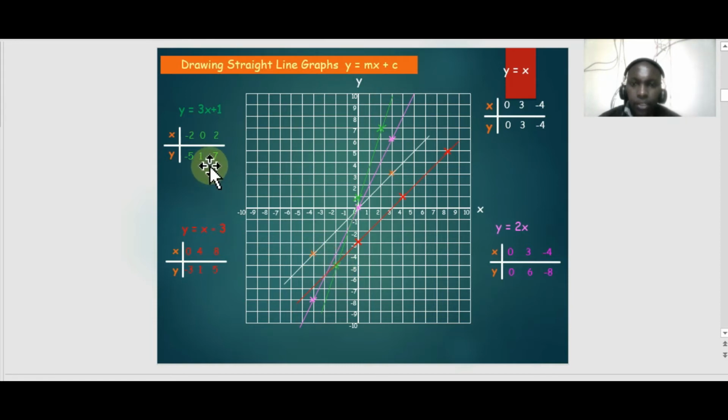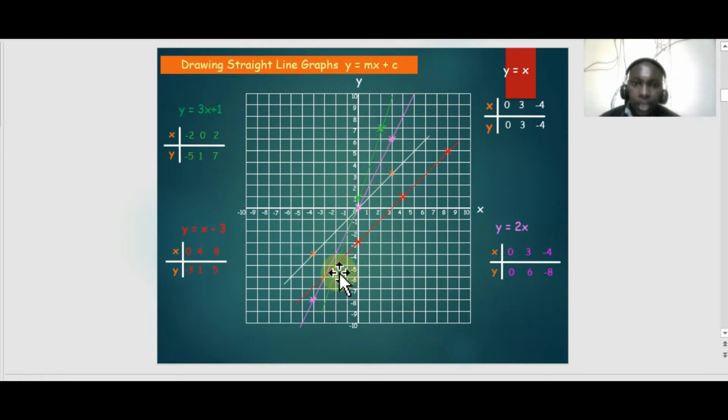Then the other point, 0, 1. When x is 0, 0 is here. Y will be 1. So the other point is here. You're looking at this line that is in green color. And the last point is 2. When x is 2, y is 7. So the third point is here.